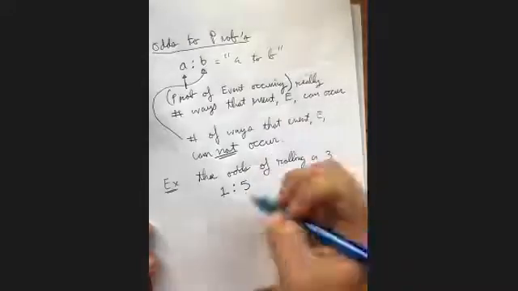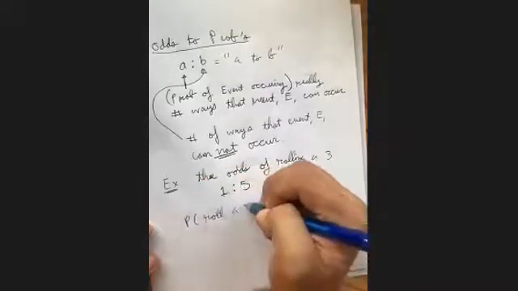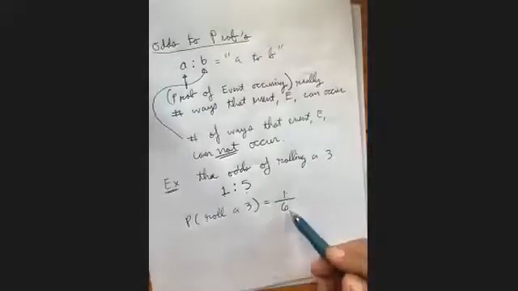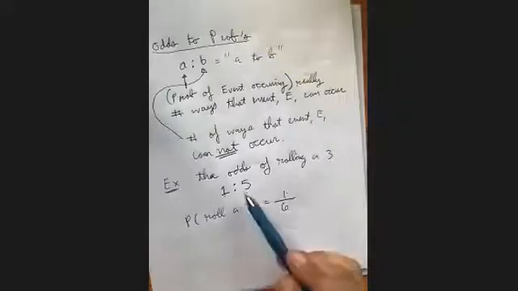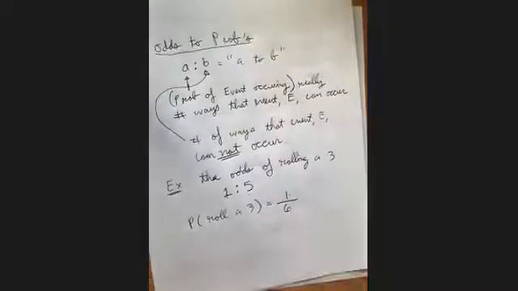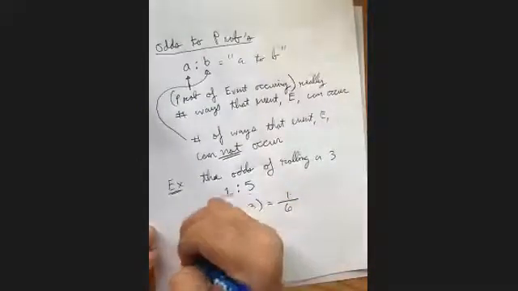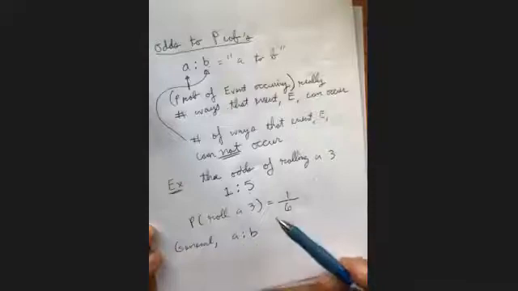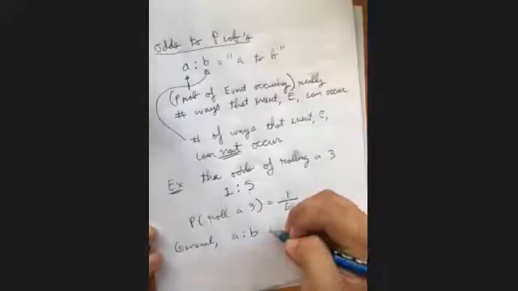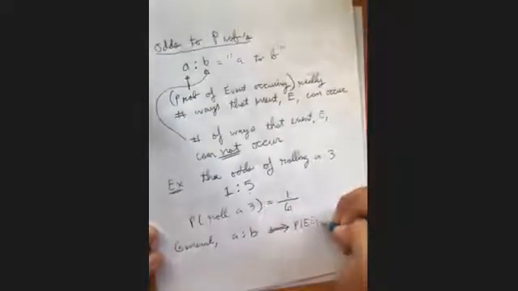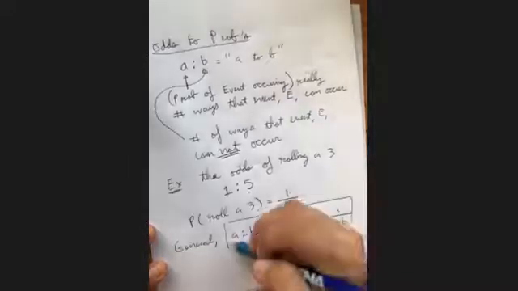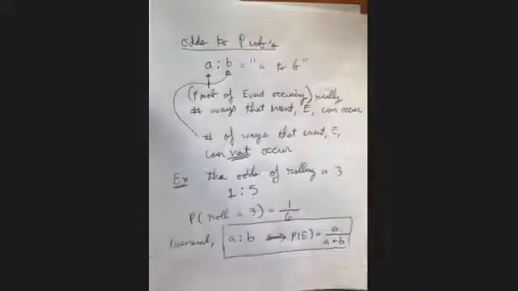Now we know that the probability of rolling a 3 is 1/6. So there's 1 way to roll a 3 and 6 possible outcomes. So how do the odds of rolling a 3 relate to the probability of rolling a 3? In general, if we have odds A to B for an event E occurring, then this is equivalent to the probability of E occurring being A over A plus B. So this is in general how we translate odds into probabilities.